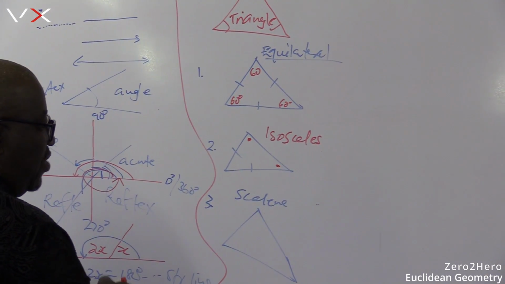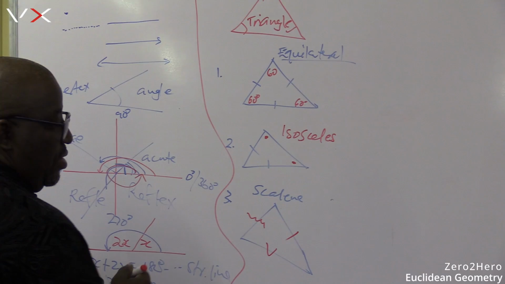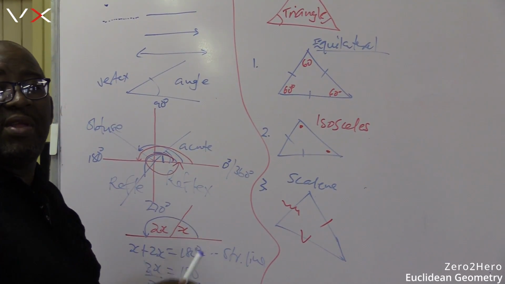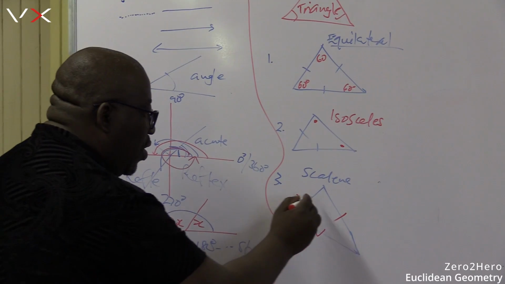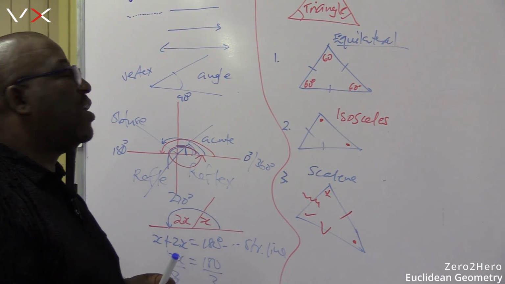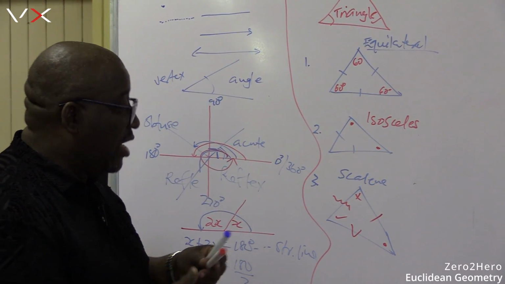In a scalene triangle, this side is not equal to this one, it's also not equal to that one. So in this particular type of triangle called the scalene, there are no equal sides, hence no equal angles. No angle is equal to another, and nothing is equal in that one. So those are the first three. So what about the next three?